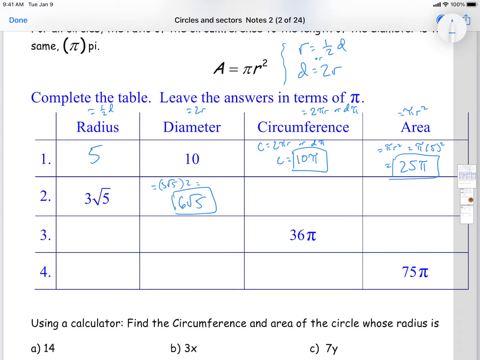What? The same? What are we missing in here? Well, the pi, right? So remember that this is diameter times pi, since my diameter is 6 rad 5. Right, this is going to be 6. And now the way that we write this is a little bit different. We're always going to put the pi in front of the radical. So it would be 6 pi rad 5.